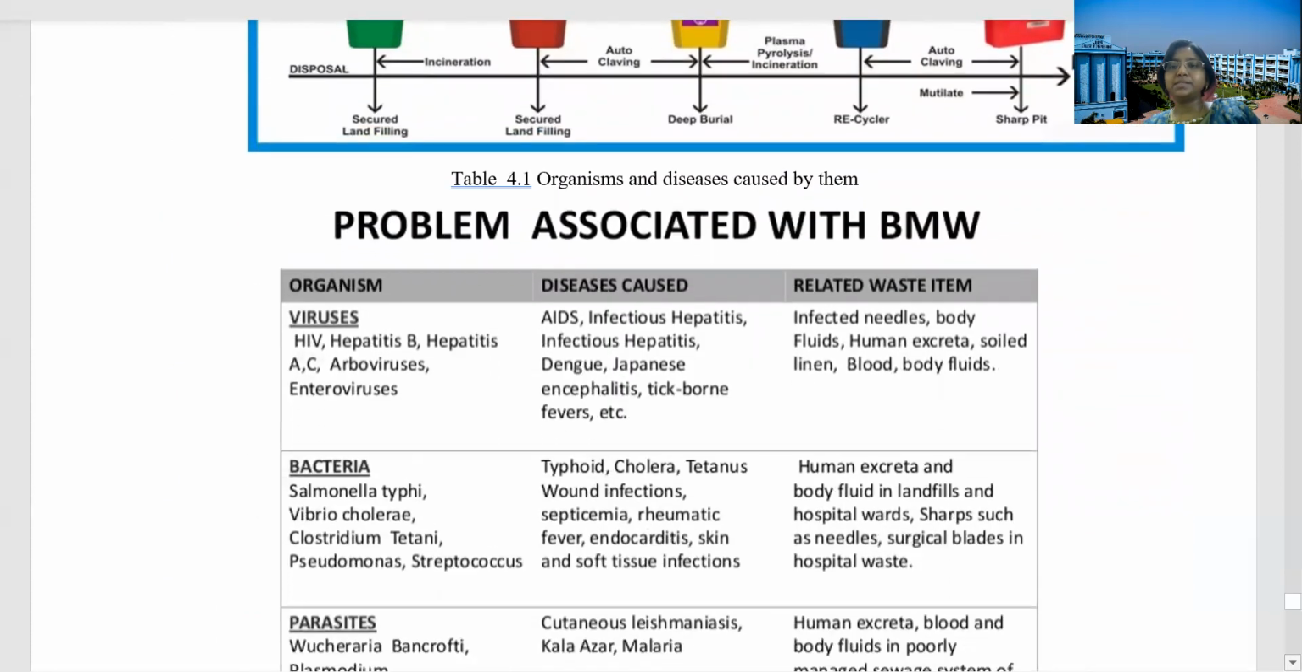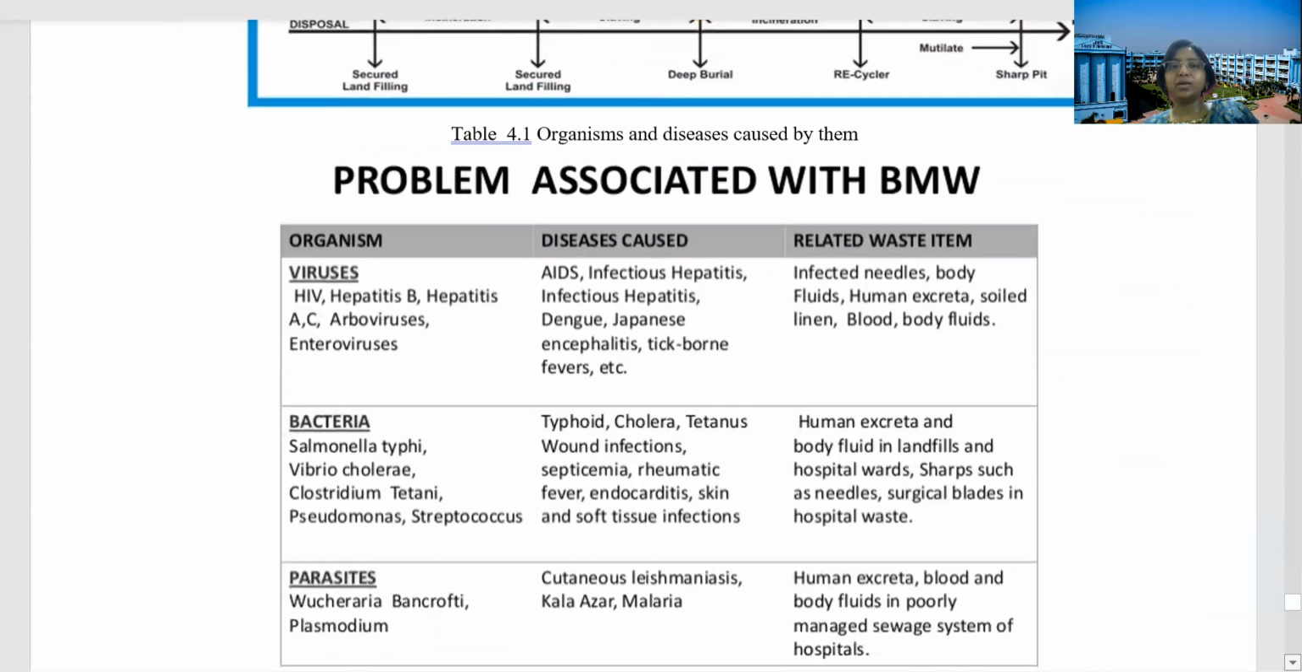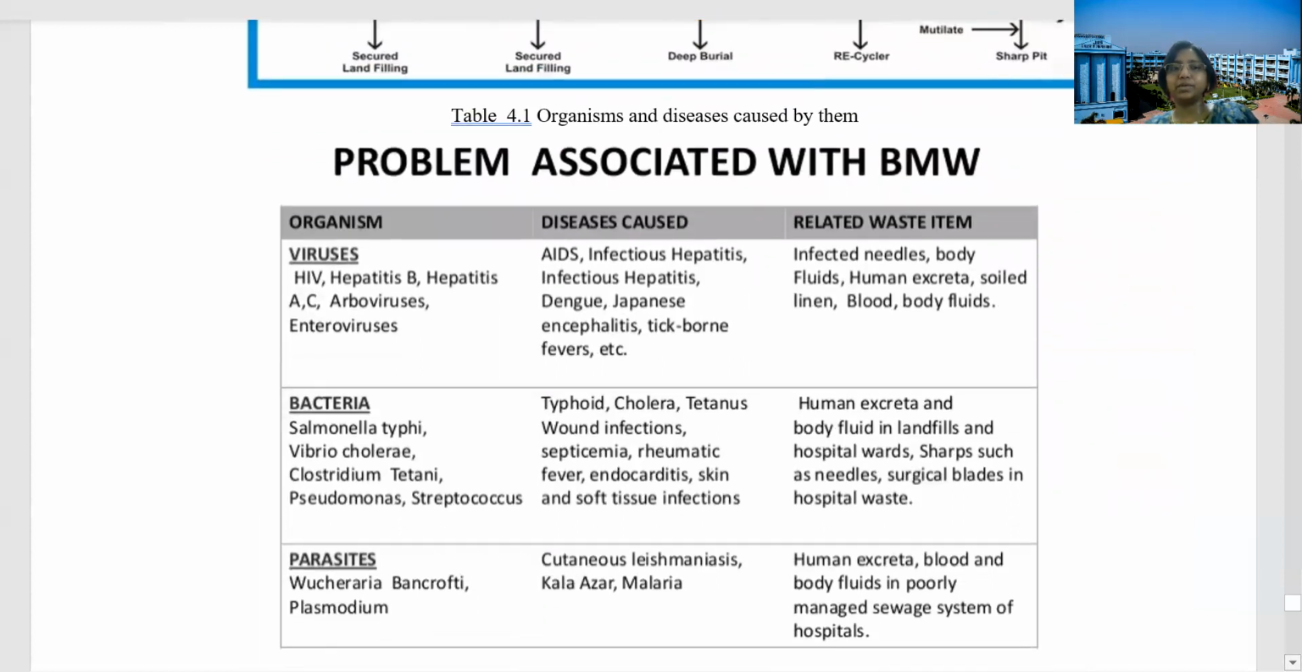Different problems may occur with biomedical waste materials, like different viruses and bacteria that may be present. So disease may be caused by this, like the HIV virus. The disease caused is AIDS. Related waste items are infected needles, body fluids, human excreta, soiled linen, and blood. So you can understand the biomedical waste is very dangerous. We have to take care of this.